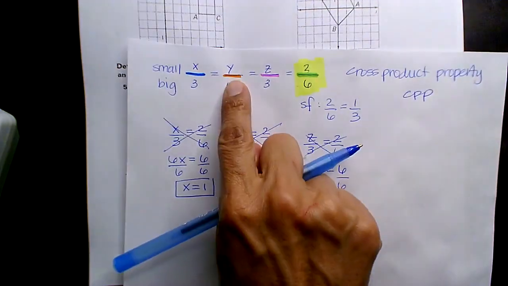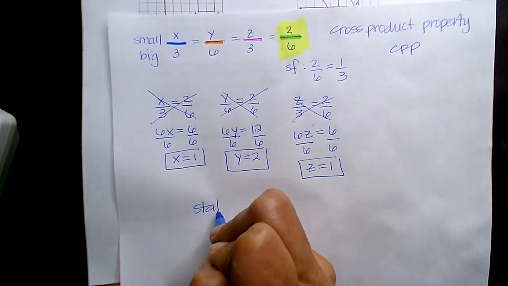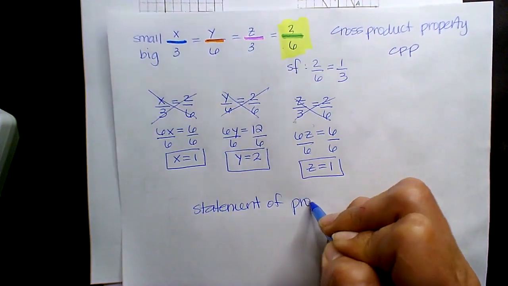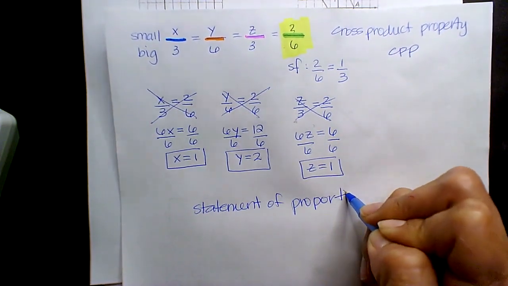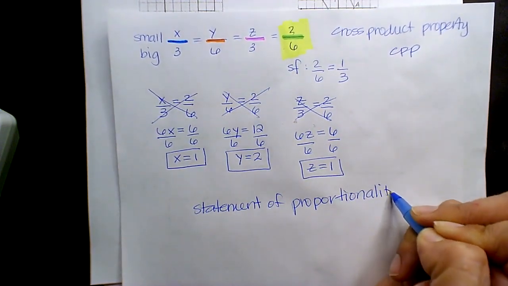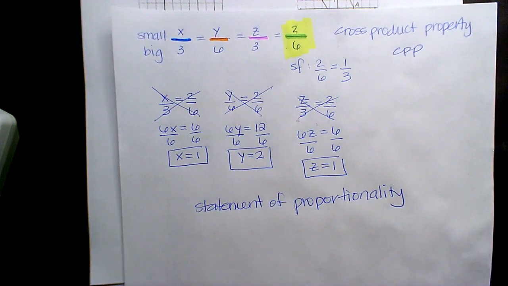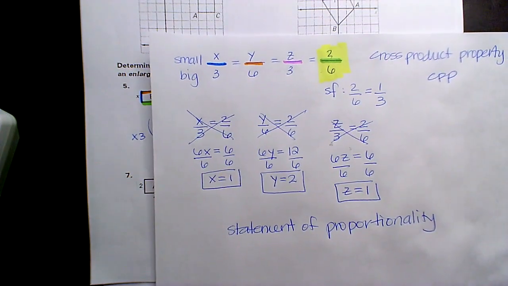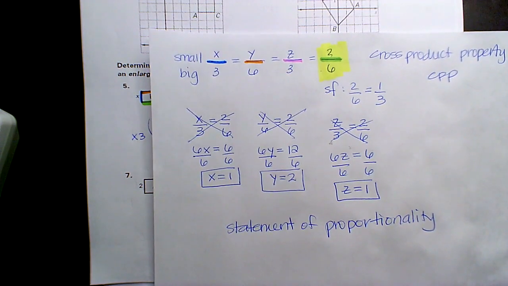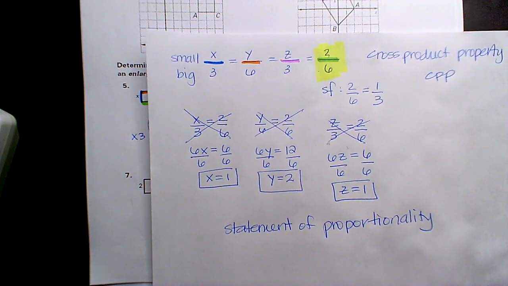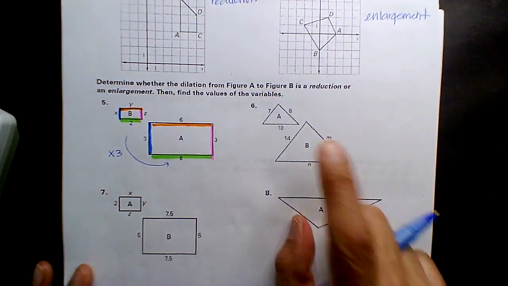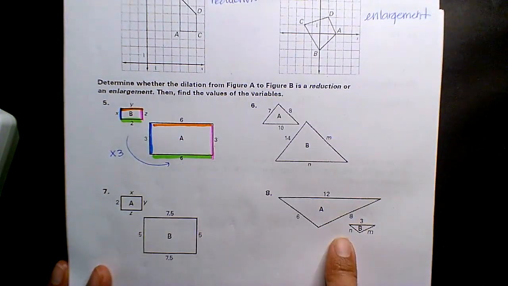This is a statement of proportionality. Statement of, because there are a bunch of proportions, proportionality. Okay, that's what this is here. That's how you solve your unknowns. When we learn trig, this is how you're going to solve it, and then I'll show you how to do it the mental math way. Shortcut and then mental math. Okay, you want to solve for 6, 7, and 8.